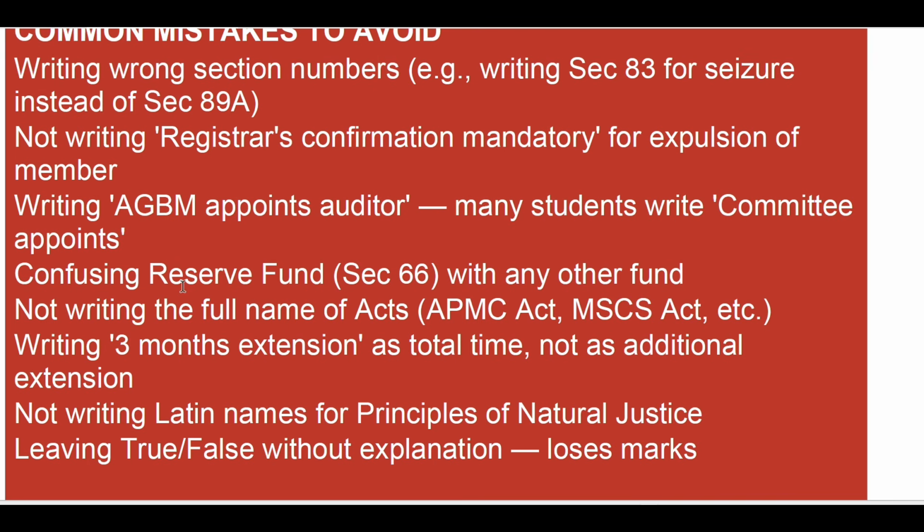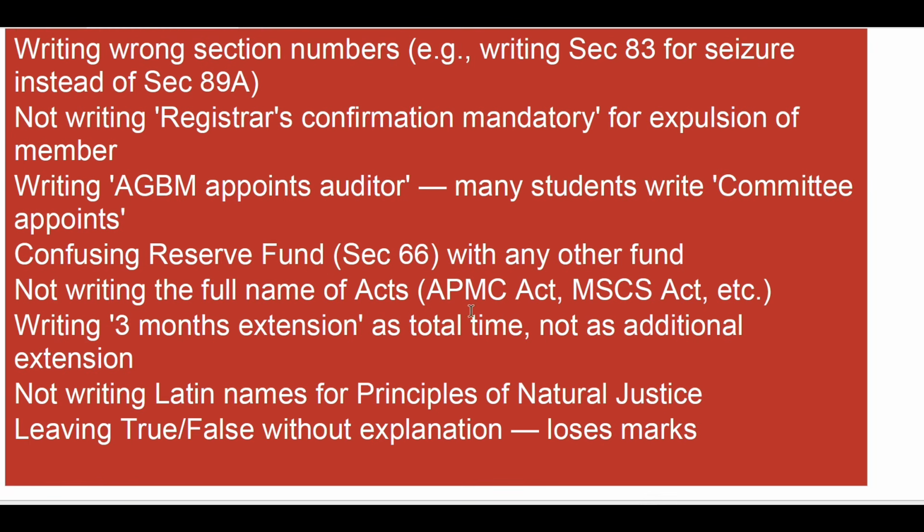Another is confusing reserve fund section 66 with any other fund. Not writing the full name of the Act, like APMC Act or MSCS Act, etc. Writing 3-month extension as total time, not as additional extension. So it is not total time, it is an additional extension actually. If not done before 30th of September, then it will be 31st of September, again after getting approval from the registrar.